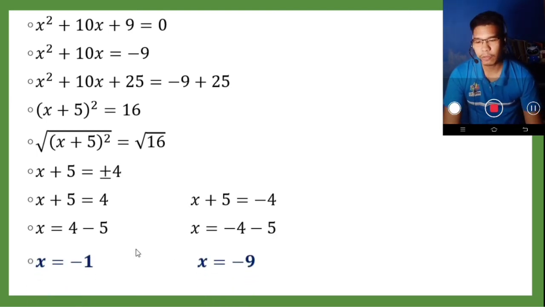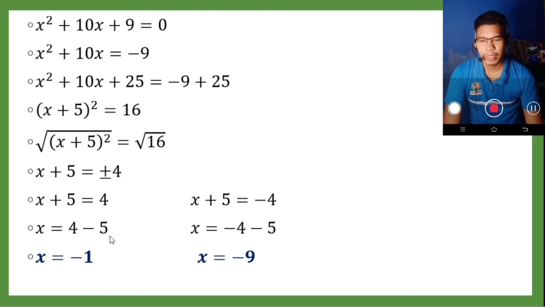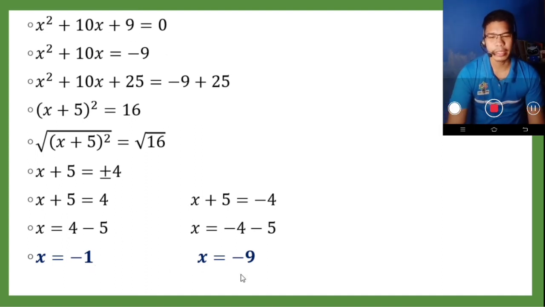And then we solve for the value of x. For the first x, we have 4 minus 5. That is equivalent now to negative 1. And then for the second x, we have negative 4 minus 5, which is equal now to negative 9. So therefore, the solutions of x squared plus 10x plus 9 equal to 0 are negative 1 and negative 9.